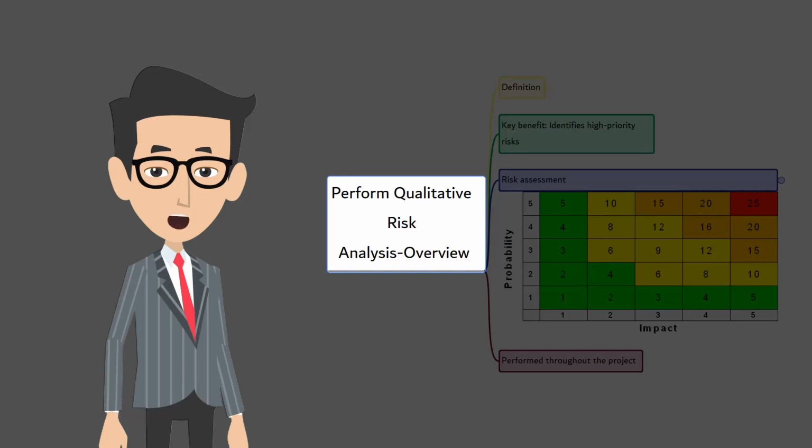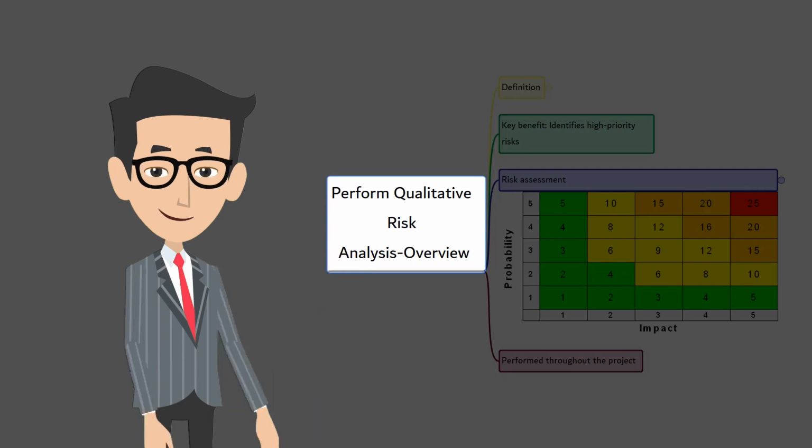The third process in the risk management knowledge area is perform qualitative risk analysis. All right, in the identify risk process, you have identified the potential risks in the project. It will be a long list. Do you think that all the risks need the same level of attention?